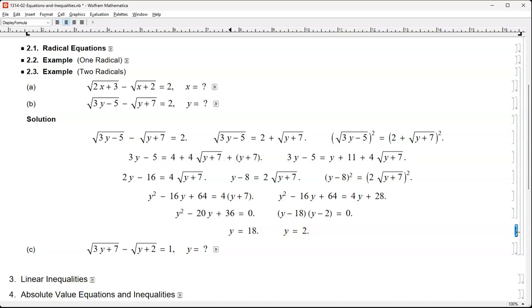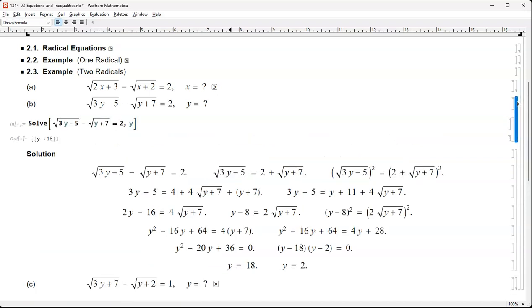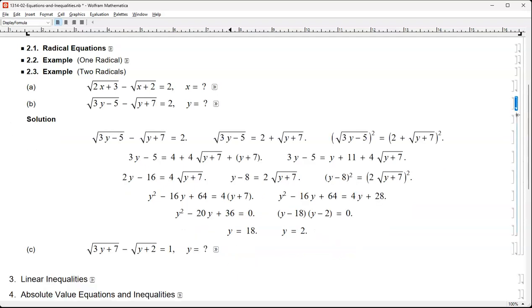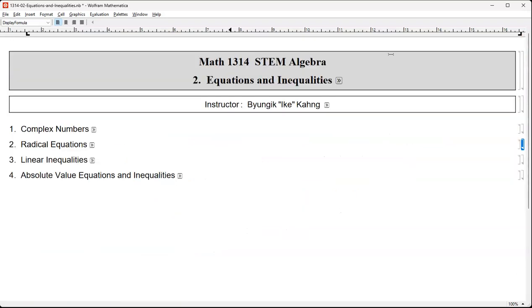And checking which one is correct is left to you. Maybe both correct, maybe both wrong. And Mathematica says only 18 is the correct answer. So only this is correct and this is going to be wrong. But of course, checking that is left to you. What do you think? Two radical problems. Yeah, pushing the envelope.